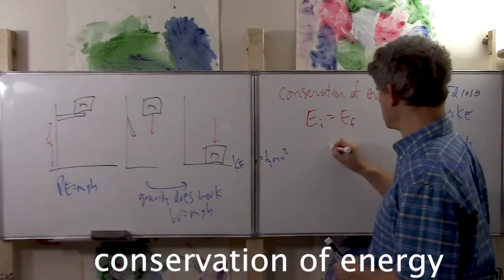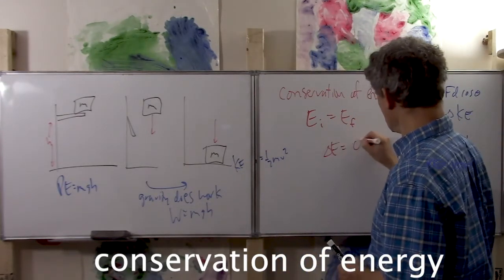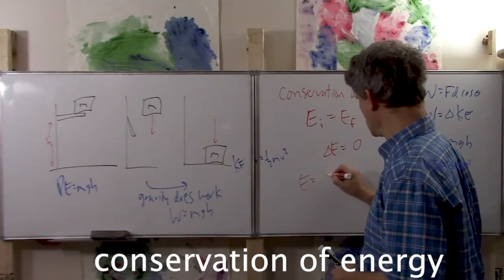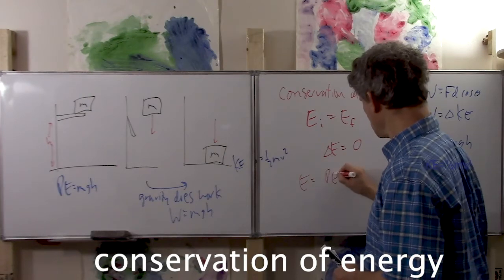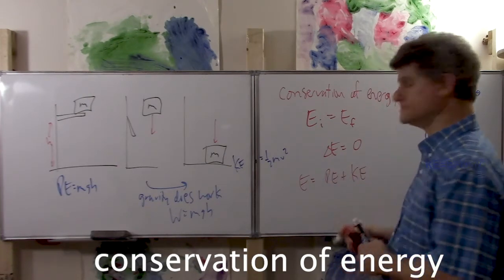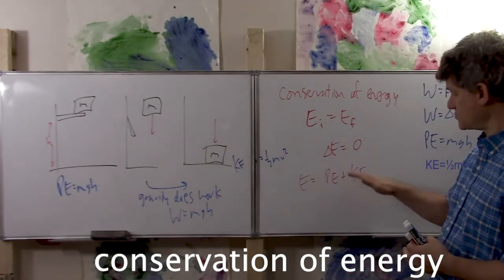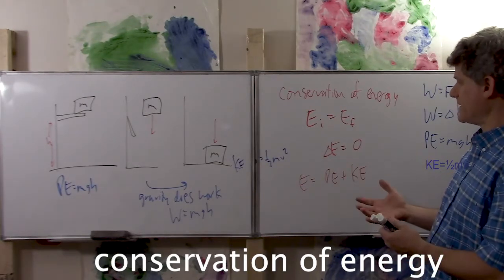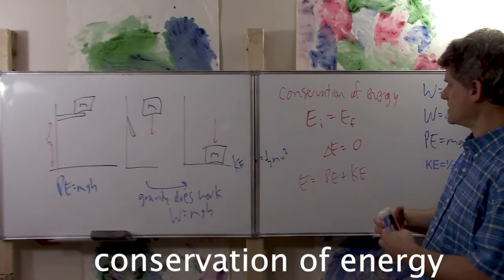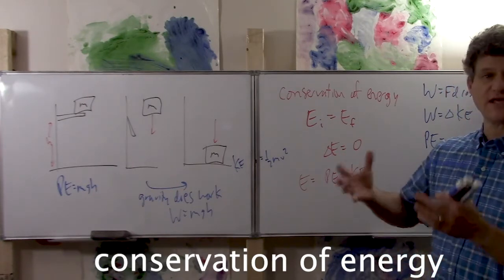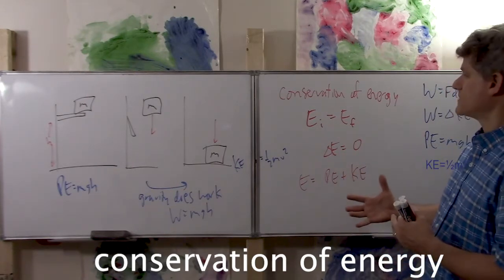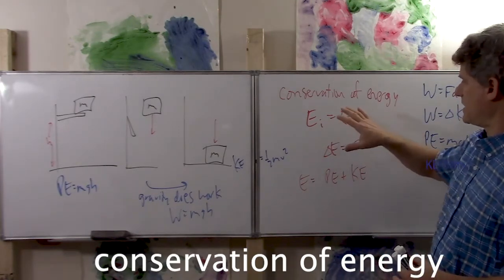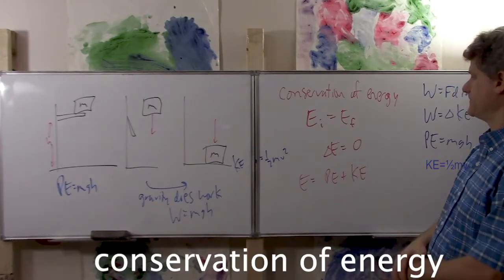Or you could write it as delta E equals 0, where E is the total energy. So E equals potential energy plus kinetic energy. And if you have other types of potential energy, those would be included in here too. And also if you have something like mechanical energy being converted into heat, such as with friction, if you take into account all the energy of the system from the beginning to the end, then you should be able to add it all up and it equals 0.